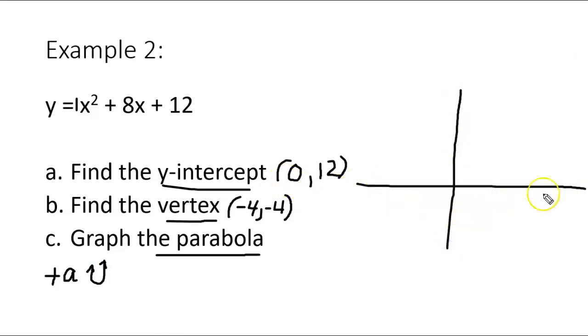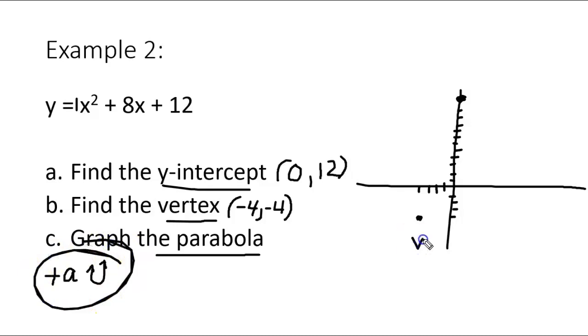So my y-intercept is at 0, 12. So that's way up there. My vertex is at negative 4, negative 4. And now I need to connect these dots with a happy face parabola. And you have to remember that this one is the vertex, okay? So if that's my vertex, then it would have to look like this. I missed the dot. Let me try again. This one.